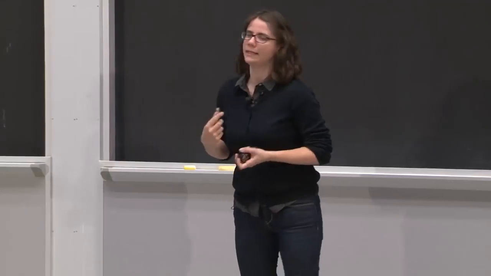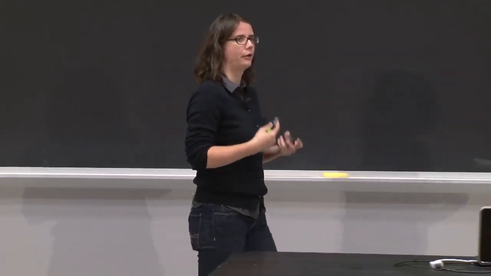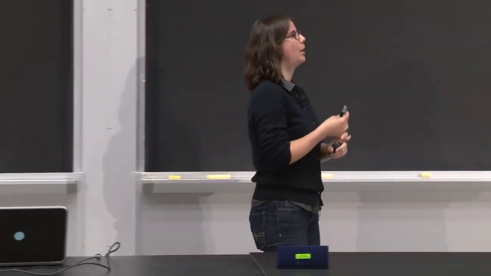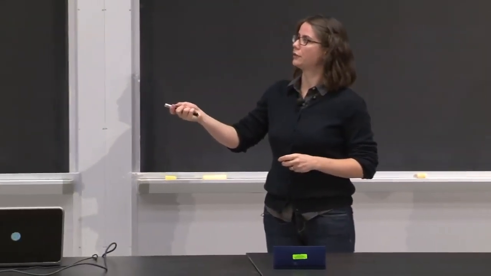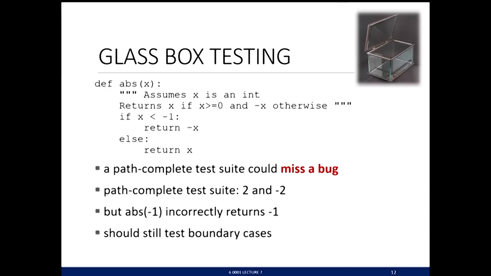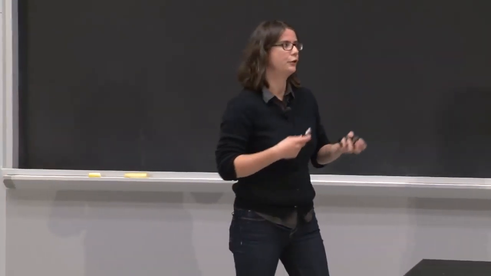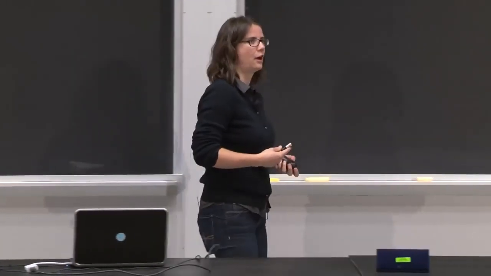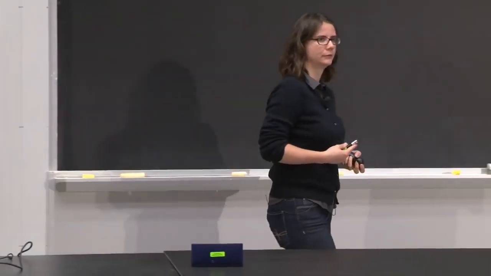So for glass box testing, in addition to making sure you're going through all the possible paths through the code, you also want to make sure you hit upon any boundary conditions. So in this case, for branches, -1 is a boundary condition. Okay, so you've created a test suite, you've tested your program, chances are you found a bug. What do you do now?